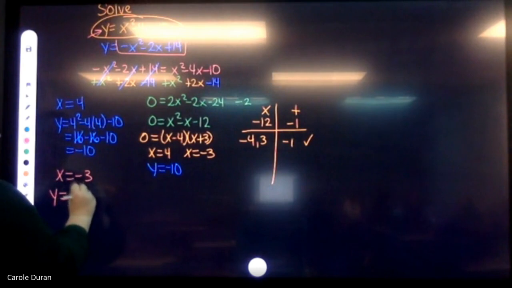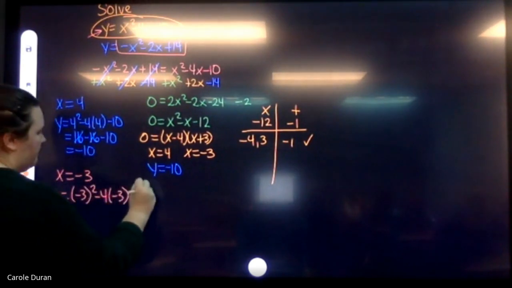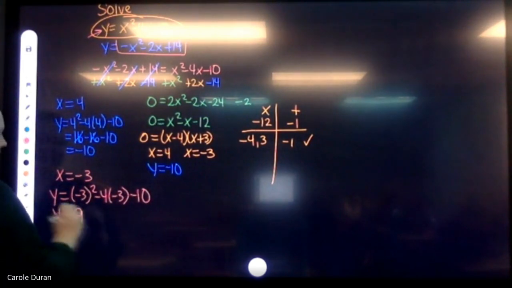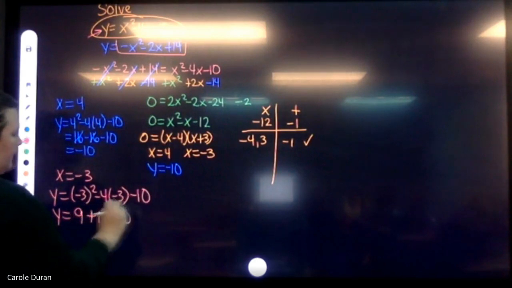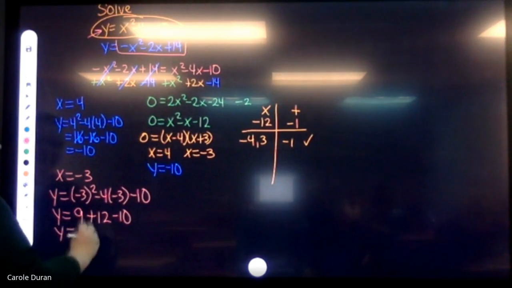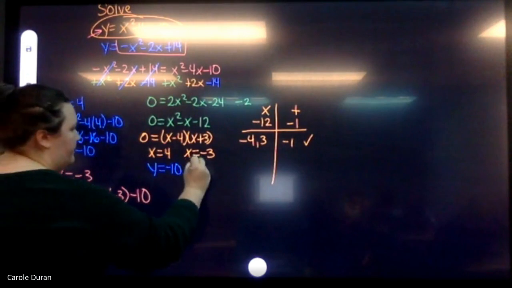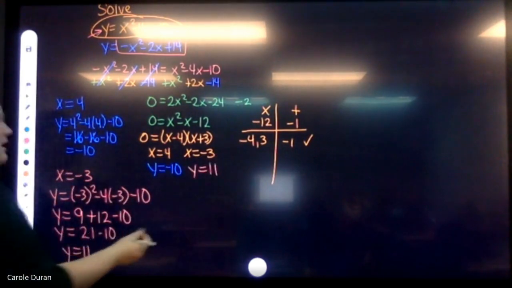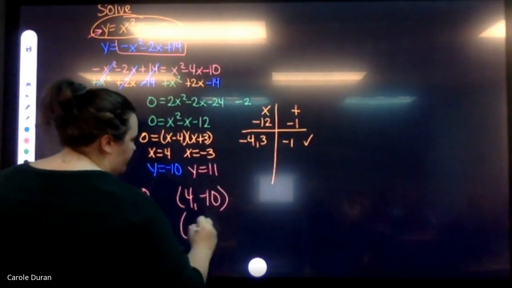So when I plug it in, I get negative 3 squared minus 4 times a negative 3 minus 10. Negative 3 squared is 9. Negative 4 and negative 3 is positive 12. And then minus 10. 9 plus 12 is 21. Minus 10 leaves me with 11. So 4, negative 10, and negative 3, 11 are my two solutions.